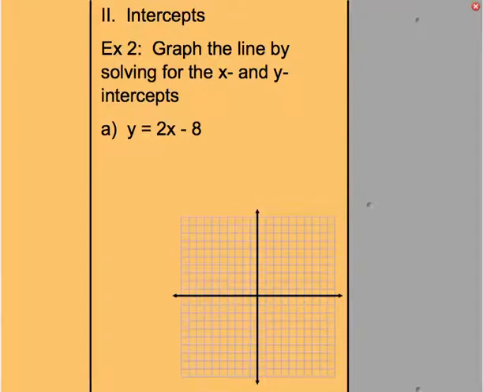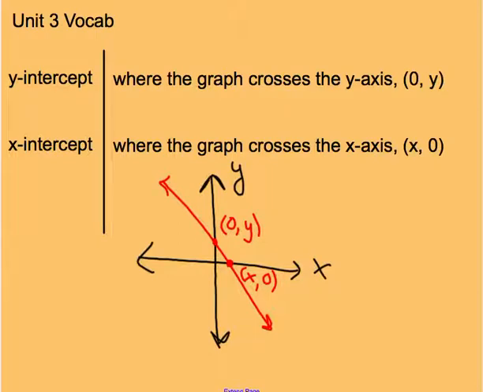So the second part of our lesson today is learning how to graph using intercepts. So we're going to solve for the x and y intercepts. Remember when I gave you the definition of intercepts, we're going to jump back to that real quick. We looked at the fact that our ordered pairs, so our ordered pair for our y-intercept, every y-intercept has an x value of 0, and every x-intercept has a y value of 0.